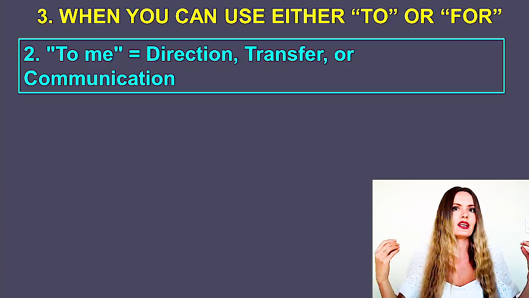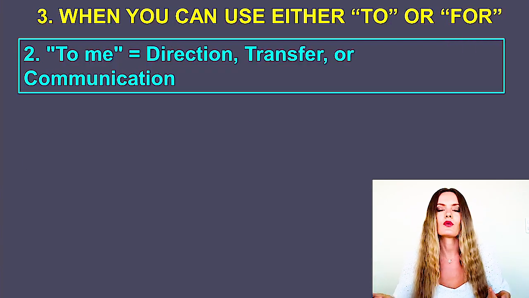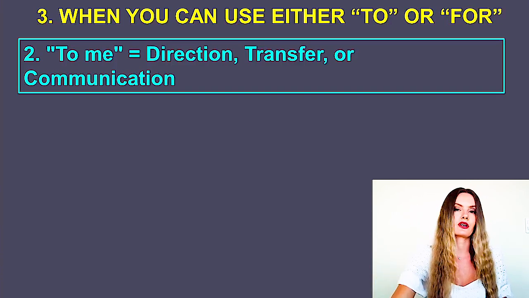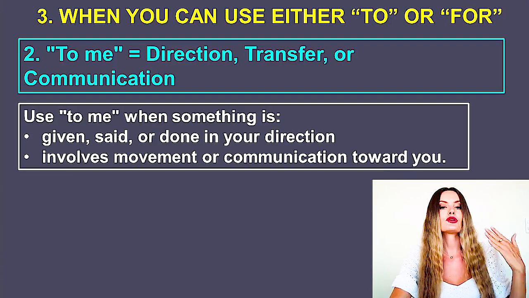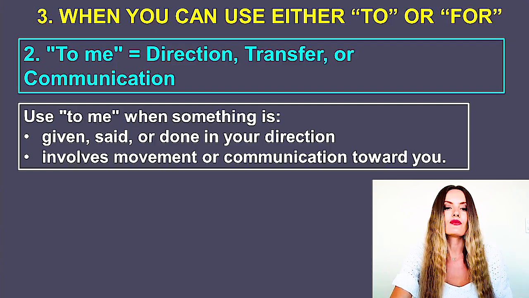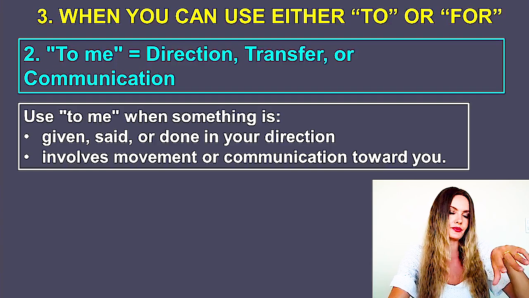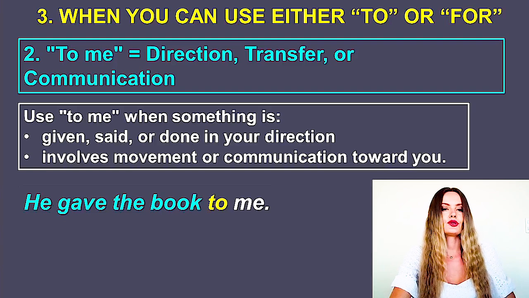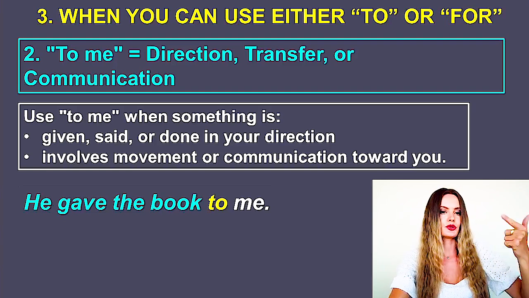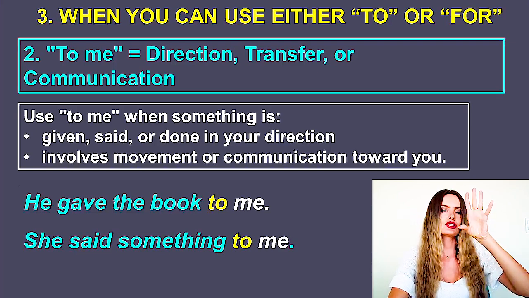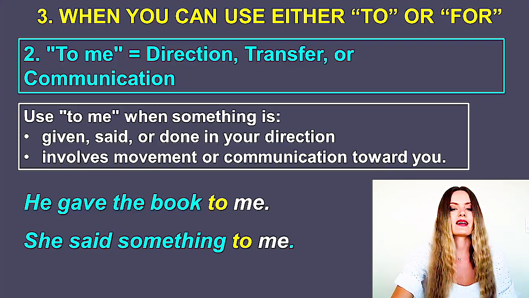Also, sometimes it gets really confusing whether we should use to me or for me. So, to me: direction, transfer, or communication. Use to me when something is given, said, or done in your direction. It involves movement or communication toward you. He gave the book to me. All right? To me. Direction to you. She said something to me. Again, direction to you. To me.